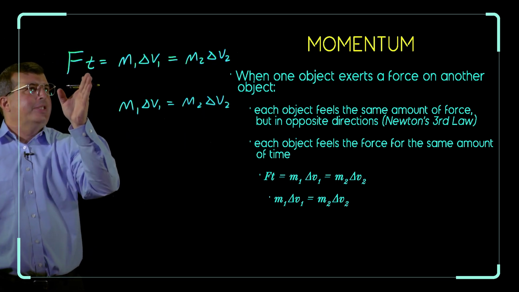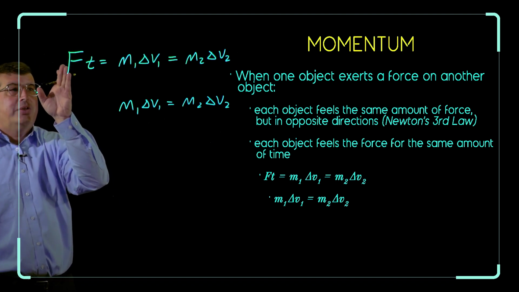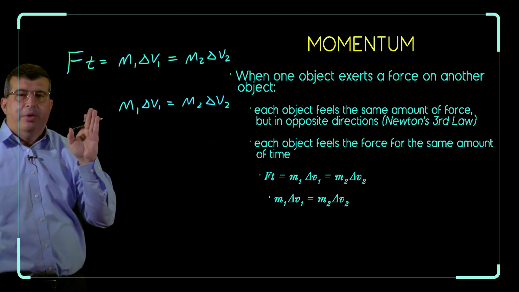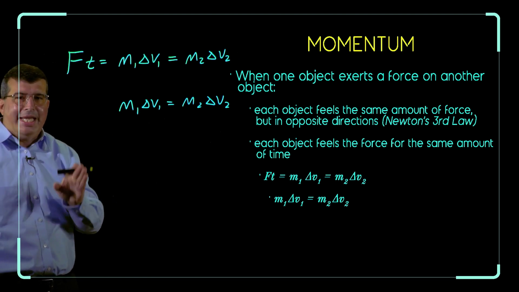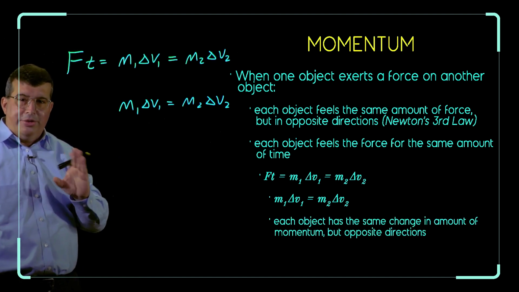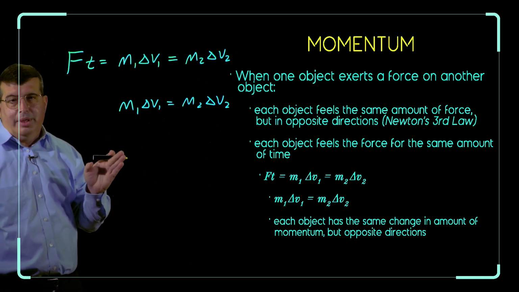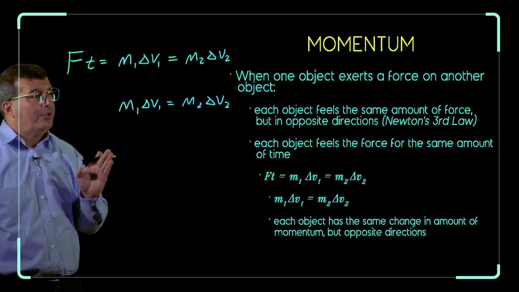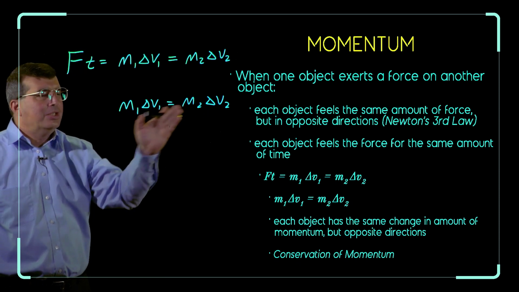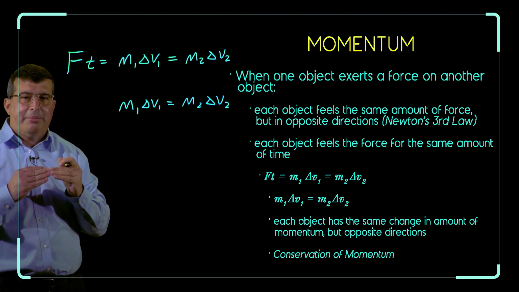And why is that? It's because force times time changes momentum, and both objects feel the same force for the same time. So the two interacting objects will feel the same change in momentum. The amount of the change in momentum will be the same. The directions will be opposite. And this equation here is important enough that it gets a name. This is called conservation of momentum, meaning that the change in momentum is the same for both objects, but in opposite directions.